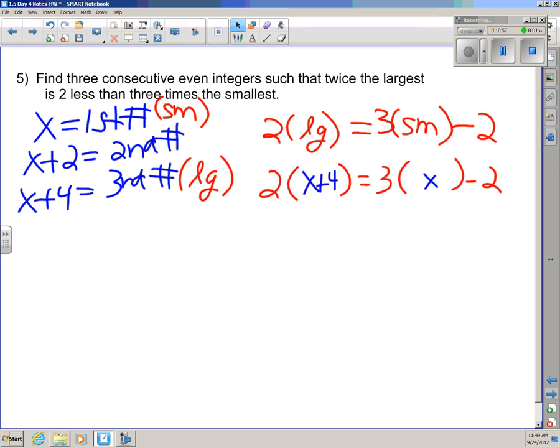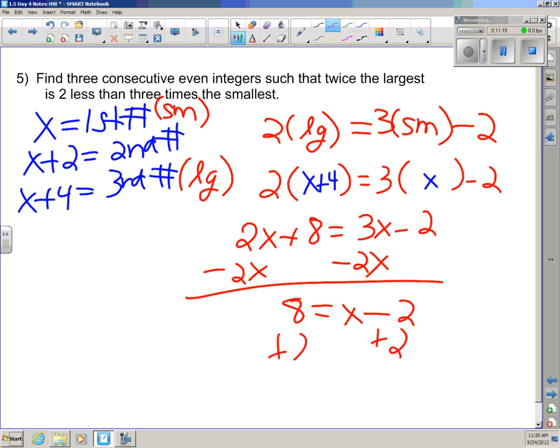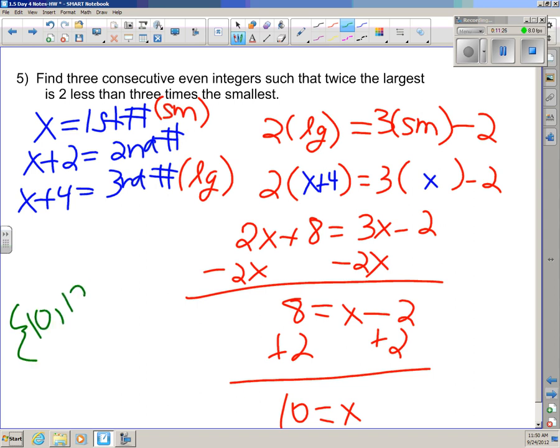There's parentheses for a reason because you have to distribute. You've got to double the entire large. You can't just double the x. You're doubling the x and the 4. So the largest becomes 2x plus 8 equals 3x minus 2. And then if you subtract 2x from both sides, you get 8 equals x minus 2. You add 2 to both sides, and you get 10 is x. So then your numbers are 10, 12, and 14.